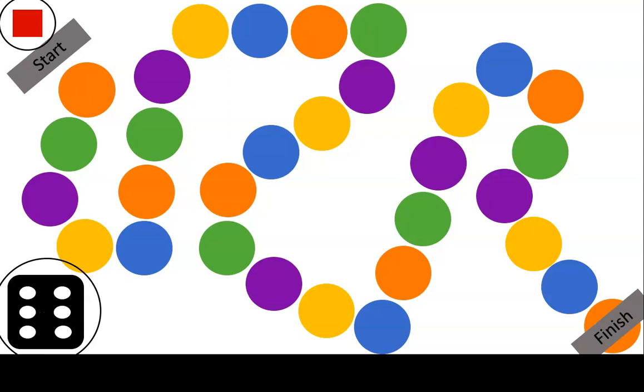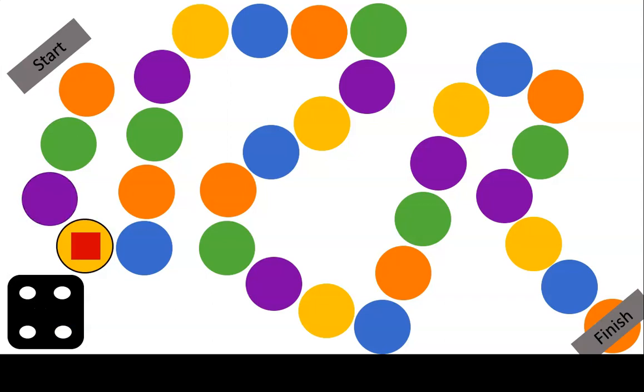First, we roll the dice. Then, we look at the dice to count how many dots there are. Let's count together. 1, 2, 3, 4. That means there are 4 dots on the dice, and we need to move our game piece 4 spaces like this. 1, 2, 3, 4. We do this over and over until we reach the finish line. Are you ready to get started? Let's go.